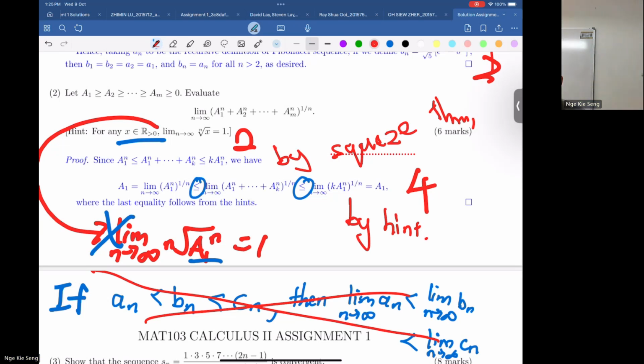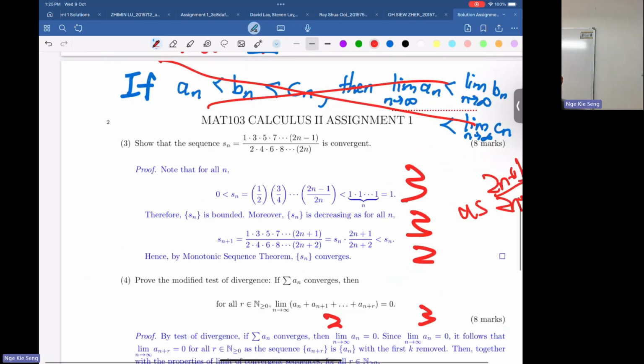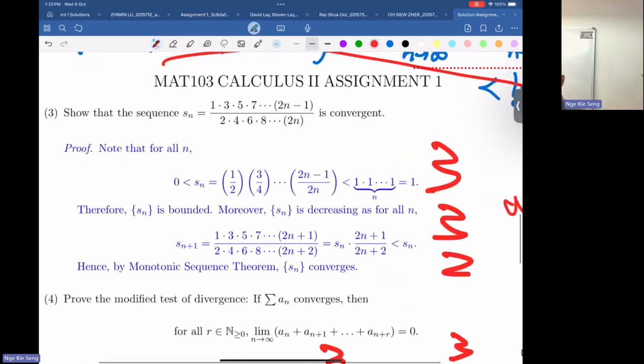Right. And then for question 3, I think most of you did it okay, just differing in how detailed you were. I think greater than 0 here just says that since every term is greater than 0, then all of them are greater than 0. But for less than 1, maybe some of you showed that it's less than 1/2, or some of you showed less than 1. Then you need some justification there.